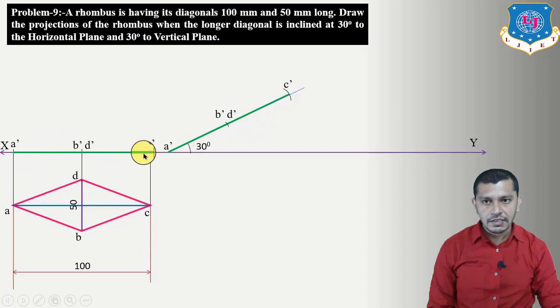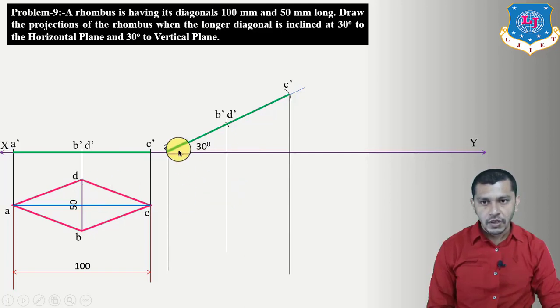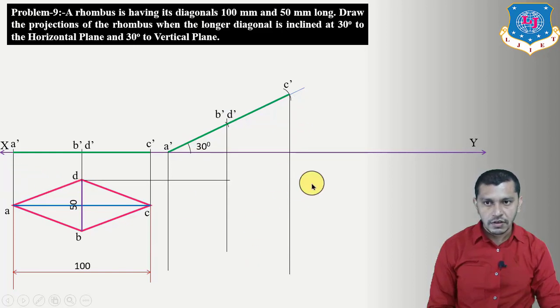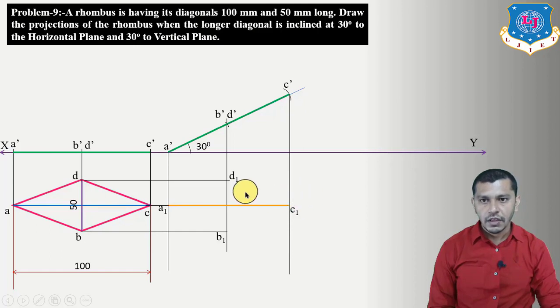So we have to incline this line at an angle of 30 degree by taking A dash on the XY reference line, because the elevation of the rhombus will represent the length of the longer diagonal. Now we have to draw the plan, and for drawing the plan, first of all we have to project these points A dash, B dash, D dash, and C dash. Now project these points. Here we will get B1, here we will get D1, here we will get A1, and here we will get C1. Now connect these points, we will get the plan of the rhombus.